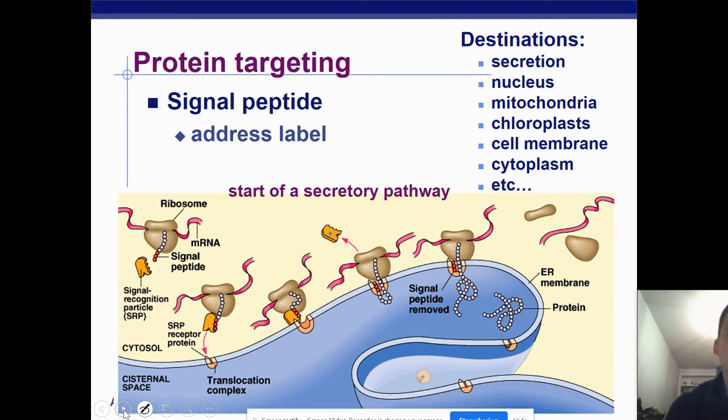After the protein is made, if it's being made in the ER and it's going to go somewhere else, then it needs a signal peptide, like an address label to tell the cell where to take it. It could be secreted, it could be going somewhere else. Some proteins are going to stay in the cytoplasm, as we know. Some are going to go to a chloroplast or a mitochondria. Some proteins might go to the cell membrane. There's many, many places where we could send a protein.